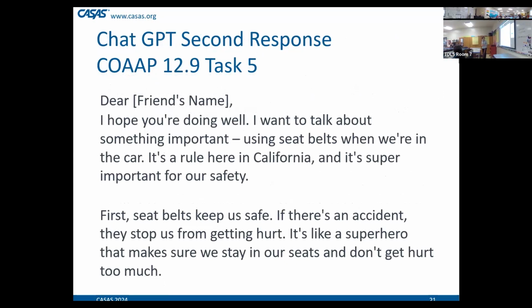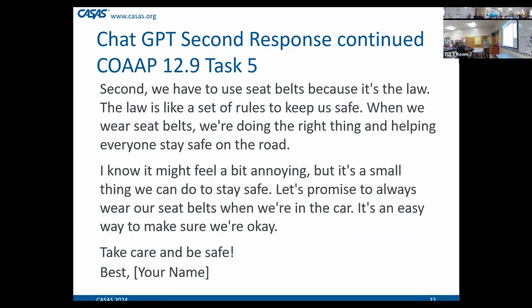Dear friend, I hope you're doing well. I want to talk about something important, using seatbelts when we're in the car. It's a rule in California and super important for our safety. First, seatbelts keep us safe. If there's an accident, they stop us from getting hurt. It's like a superhero, but make sure we stay in our seats and don't get hurt too much.